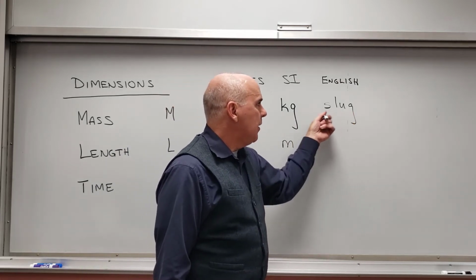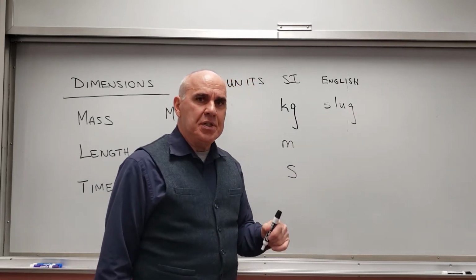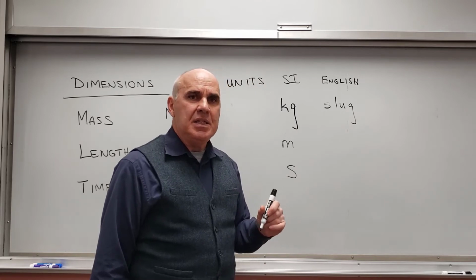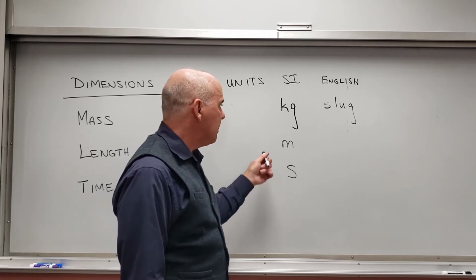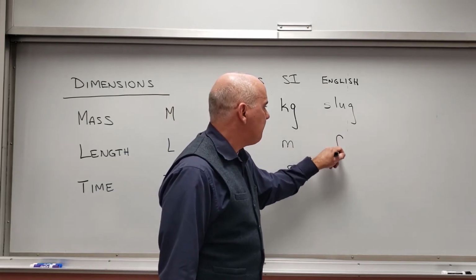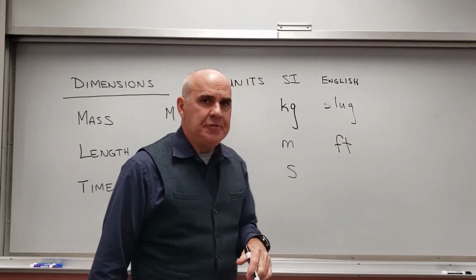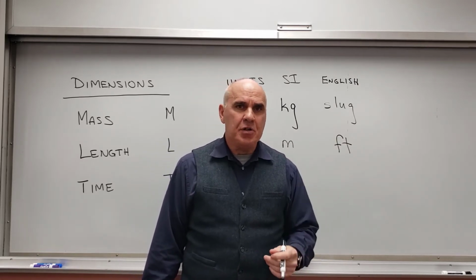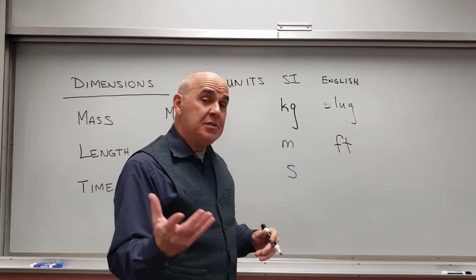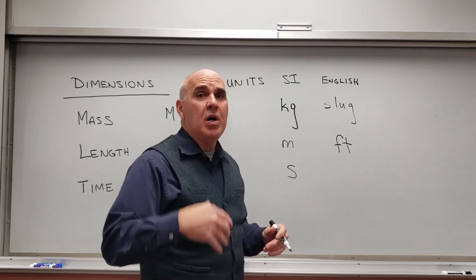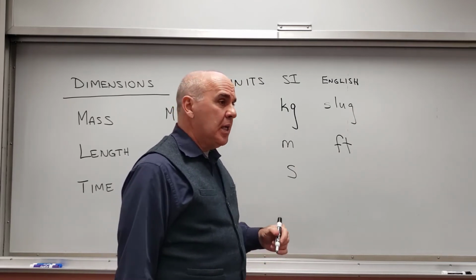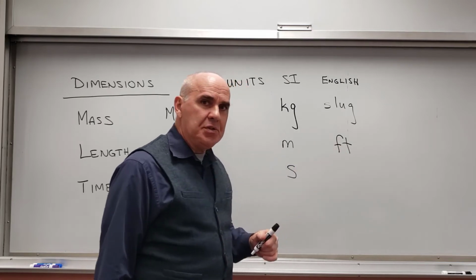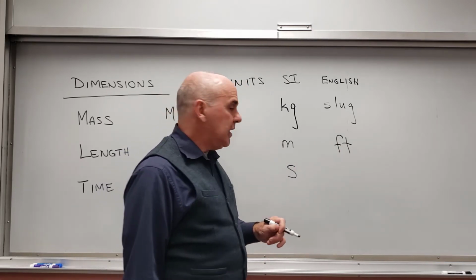So the slug is the fundamental unit of mass in the English system, but pounds mass is very common in your engineering textbooks. Length is the foot. Okay, and I'll use FT for the foot. So 12 inches, you've all grown up with that. But it is more defined than it was when I was growing up. And we'll talk about unit conversions later on. But that's the fundamental unit for length in the English system.